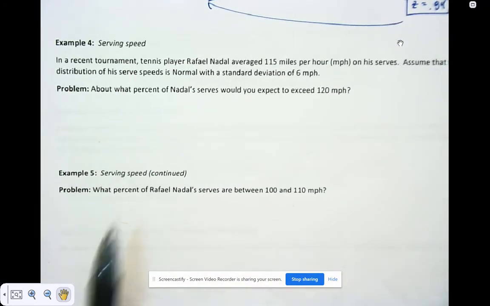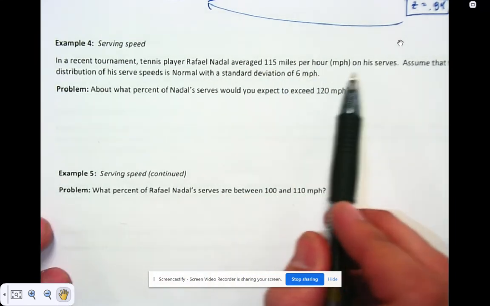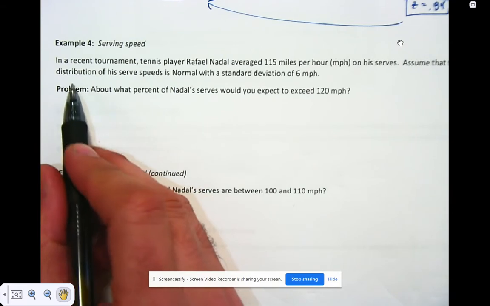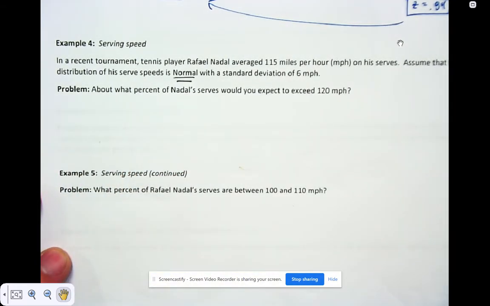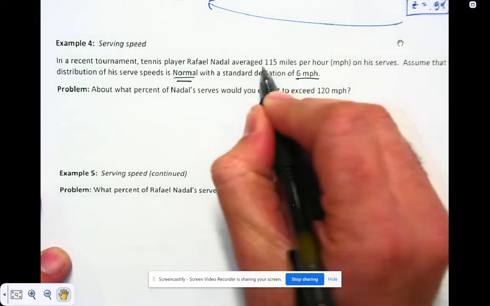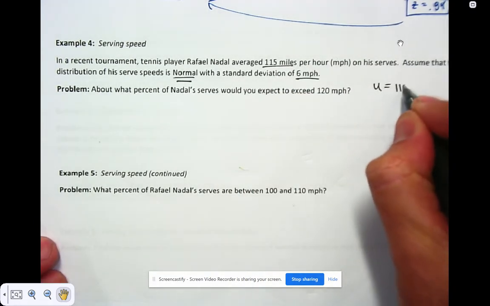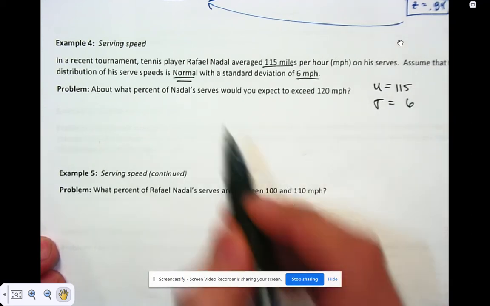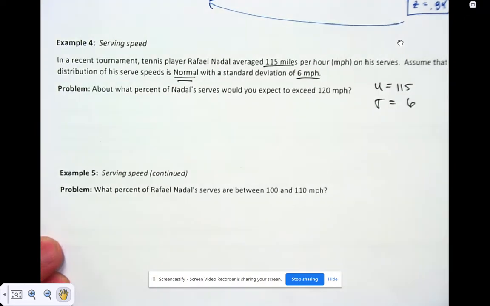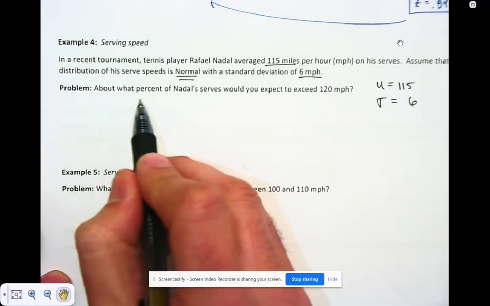So in a recent tournament, Rafael Nadal averaged 115 miles per hour on his serves. Assume the distribution is normal. We have to tell you that, and we give you a standard deviation. If I write down those things, I've got a mean of 115 and a standard deviation of 6, and I can assume normal distribution. What we're trying to find is what percent.